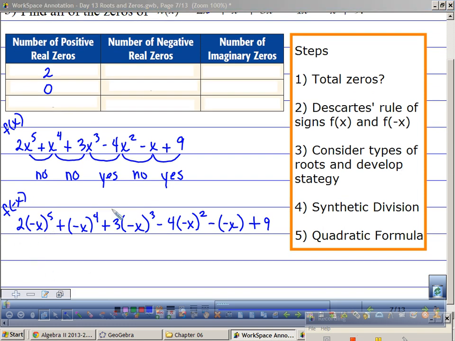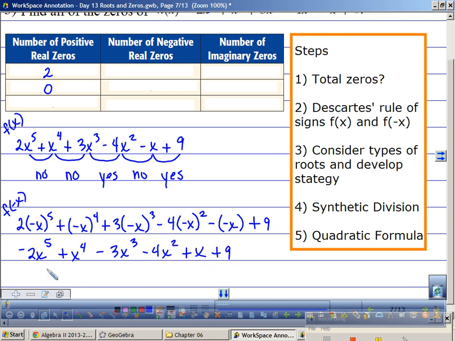Oh, got to evaluate first. What is a negative odd number of times? Still negative, correct? And a negative an even number of times? Positive. Odd number of times? Negative. This one, which still makes it negative. Positive. Positive. Let's talk about sign changes.